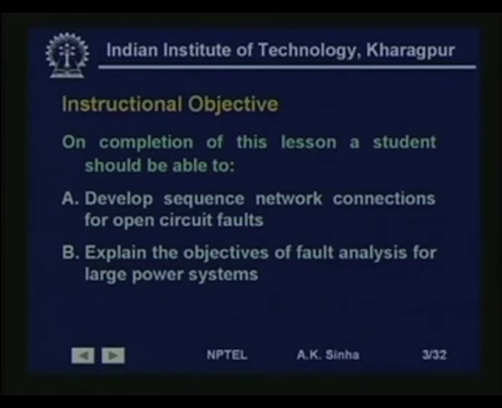On completion of this lesson, you should be able to develop sequence network connections for open circuit faults, and you should be able to explain the objectives of fault analysis for large power systems.